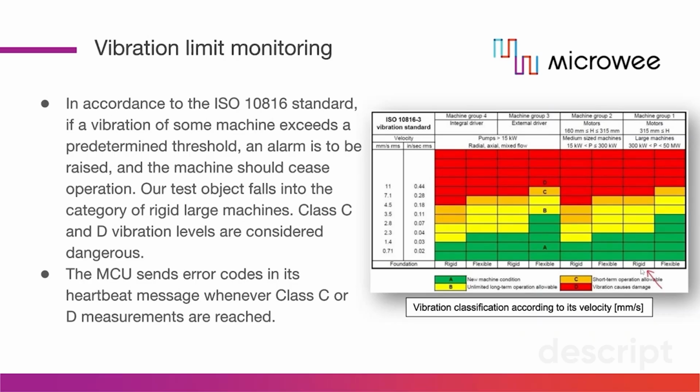And if we look at this graph, each time the vibration falls into this amber color category, or in the red or D class, the MCU needs to send the error to the Python script to alarm it, shut down the mini hydro plant because there's some unwanted high amplitude vibrations. Our plant falls into the category of machine group 1, which are large machines with a power output from 300 kilowatts to 50 megawatts. The error messages are transmitted using the heartbeat messages every 5 seconds.